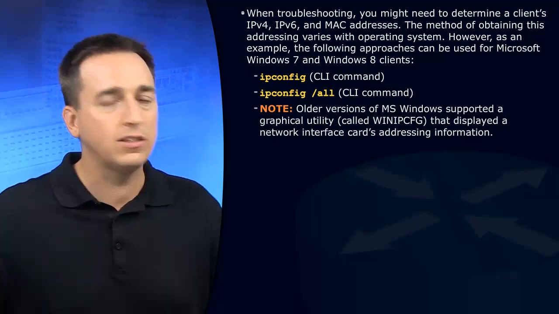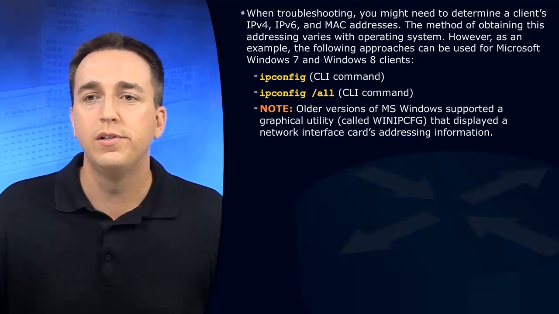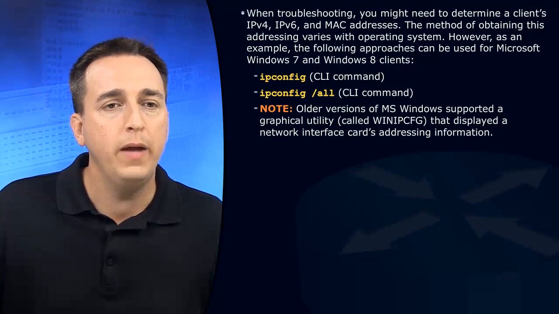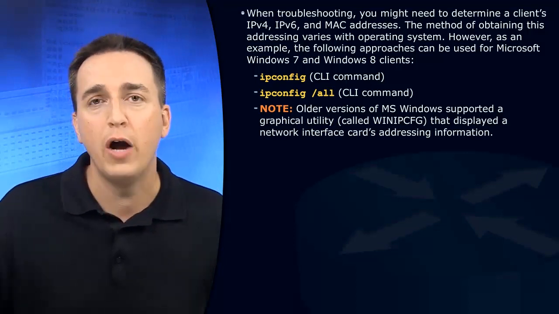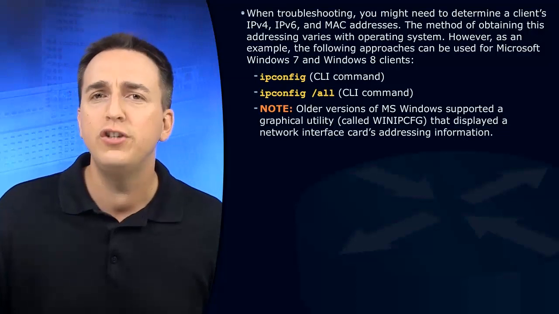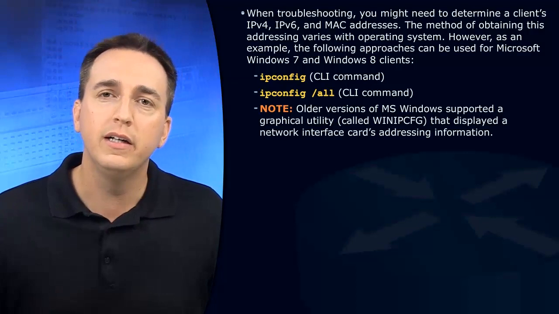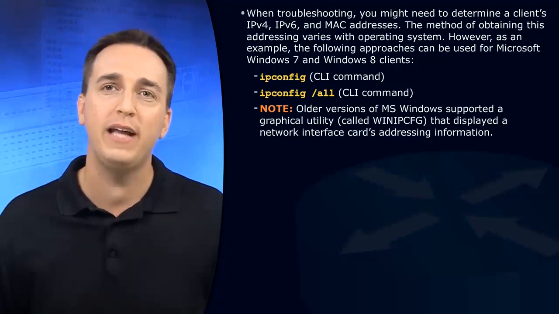So you'll access the client's PC. You'll probably go to it, and you'll execute a ping. And the ping fails, therefore verifying the problem. But now, what should you do next? You need to determine if the client's addressed appropriately, or if they even have an IP address.